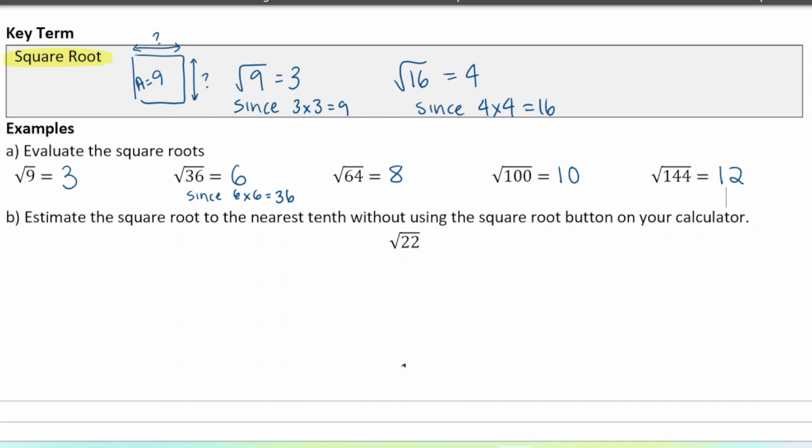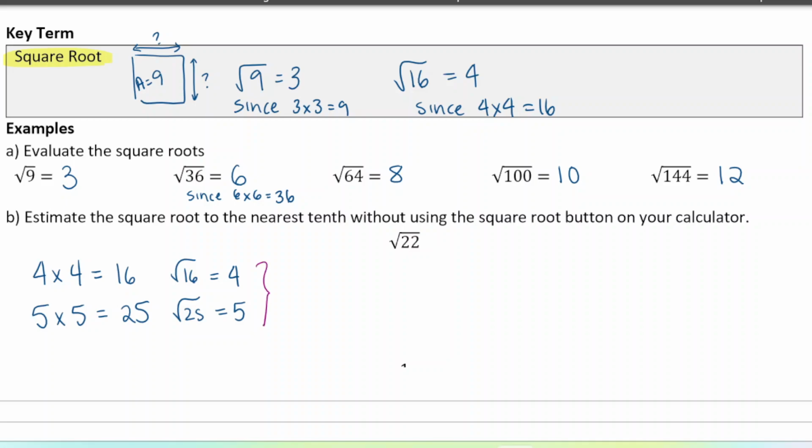Okay. Square root of 22, however, we can't really evaluate that. There's no whole number that multiplies perfectly to make 22. Like if I tried 4 times 4, I get 16. And if I try, so the square root of 16 would be 4. And if I try 5, I get 25. So it's going to be somewhere in between 4 and 5.